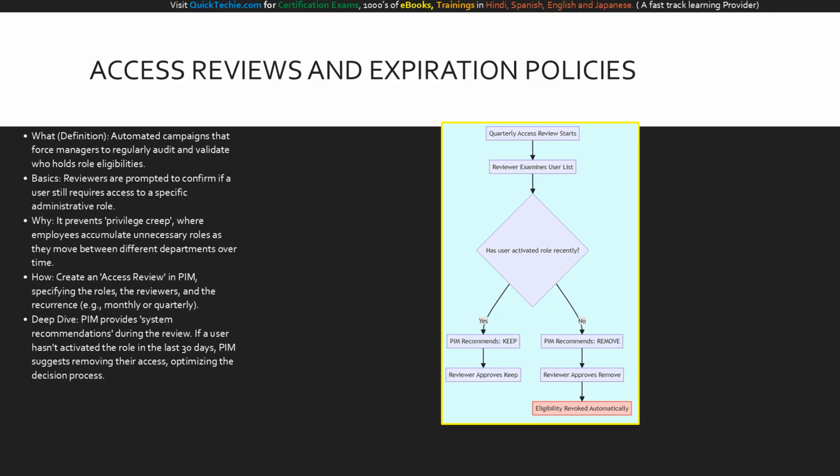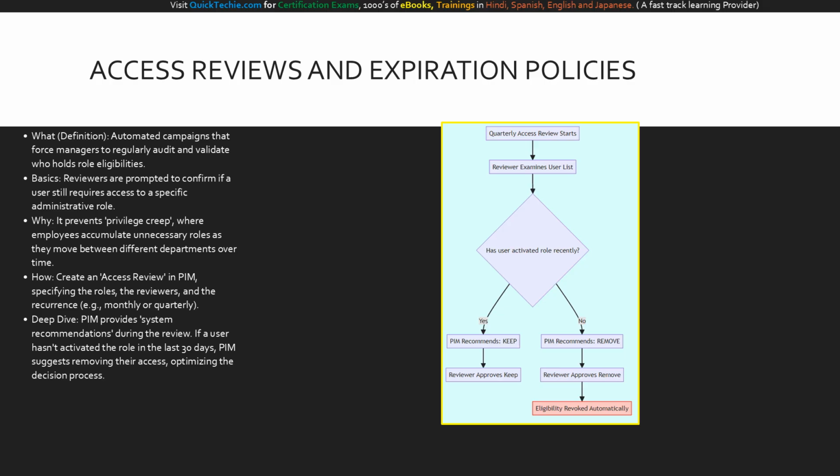The expert-level feature here is the system's intelligence. During the review, PIM provides smart recommendations. If it notices a user hasn't activated their eligible role in the last 30 days, it automatically flags them with a recommendation to remove access, removing the guesswork for the reviewer. This visual breaks down the intelligence behind an access review.